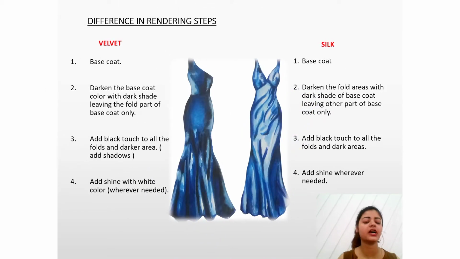Let's read out the difference and the procedures of velvet as well as silk. So the first procedure is the base coat, which remains the same in velvet as well as silk. Do the base coat, and we all know the ratio of water and color in the base coat should be such that the water is more in ratio according to the color. So once the base coat is done, suppose we have done the blue color, let's use more water and less blue color. Once the base coat is done, let's come to our second step. Darken the base coat color and dark shade, leaving the fold part of the base coat only.